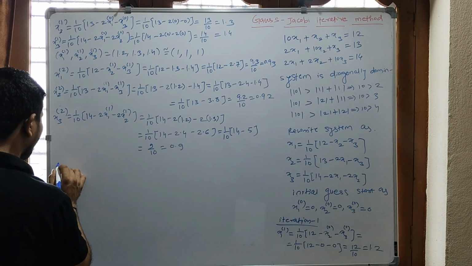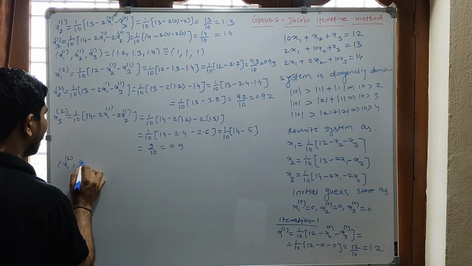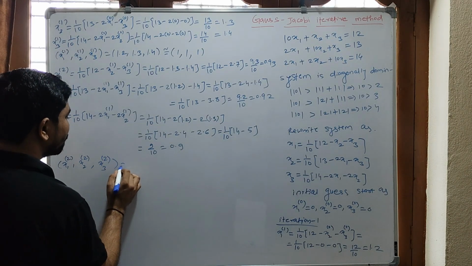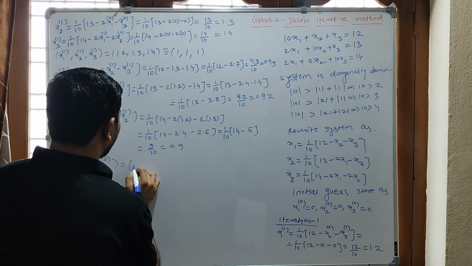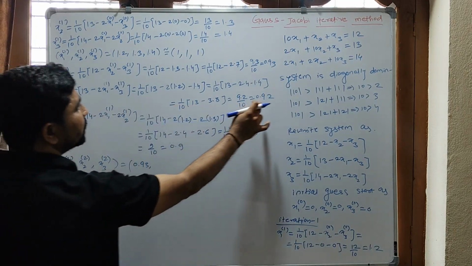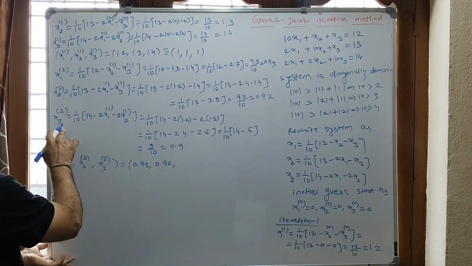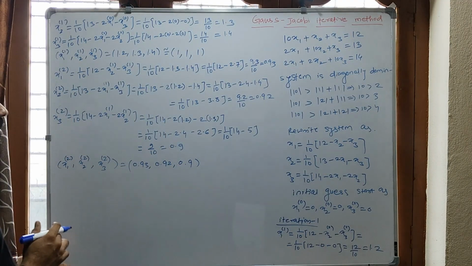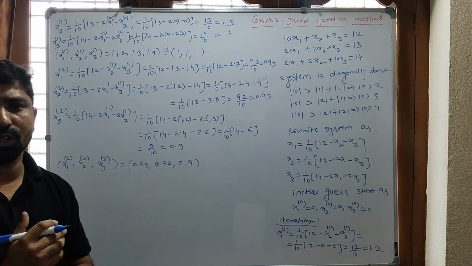Now here I got x1 at 2, x2 at 2 and x3 at 2: x1 at 2 is 0.93, x2 at 2 is 0.92 and x3 at 2 is 0.9. So this is my second iteration, second approximate solution of the given system of equations.